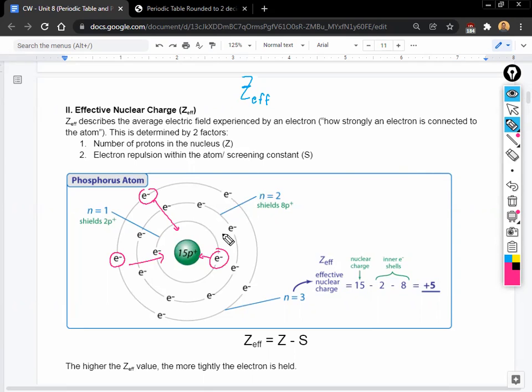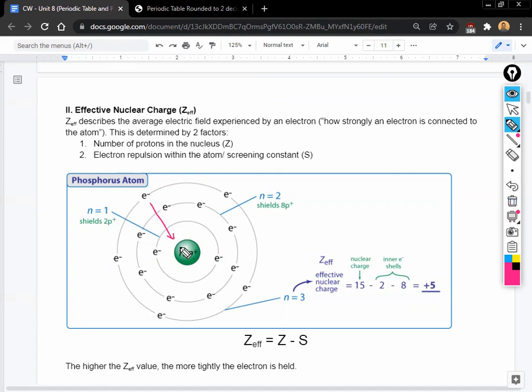But the things that determine that attraction are these two things. The number of protons in the nucleus, and the symbol for that is Z, which makes sense, right? More protons means more positive energy, means it pulls the electrons in tighter. But the other factor that affects this is the electron repulsion, right? Because we said that electrons don't like each other. Electrons push each other away. And so what happens is, as the nucleus pulls the electrons in closer, right?